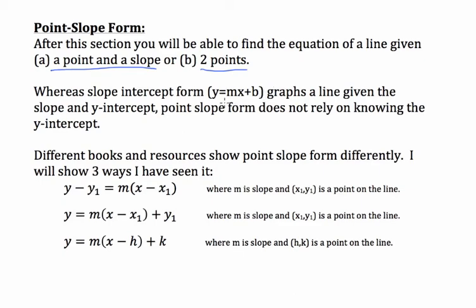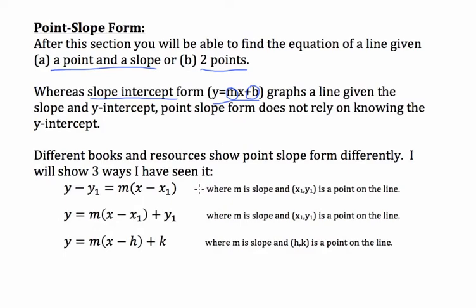The other forms that we've used for linear equations are slope-intercept and standard form. Slope-intercept, y equals mx plus b, graphs a line where you know the slope and the y-intercept. Point-slope form does not rely on knowing the y-intercept. You don't have to know where it crosses the y-axis to use point-slope form.